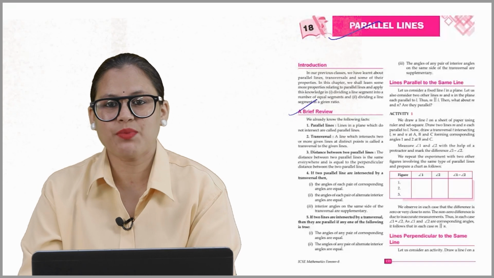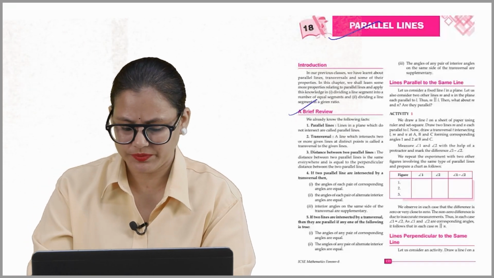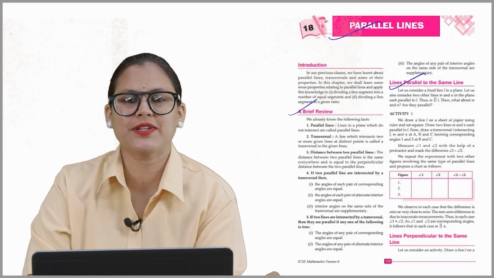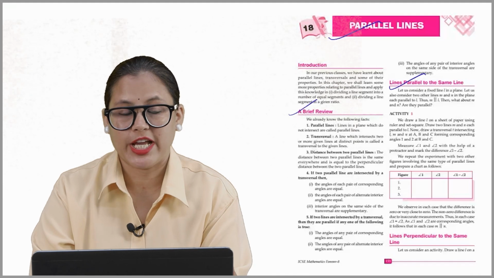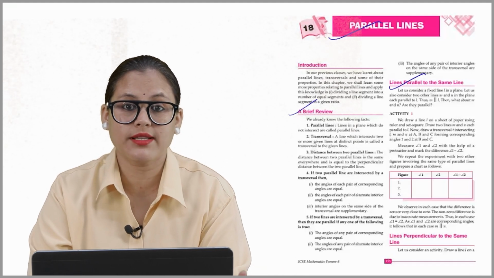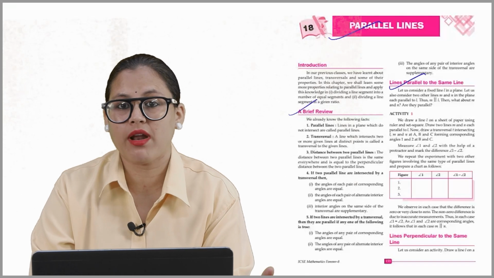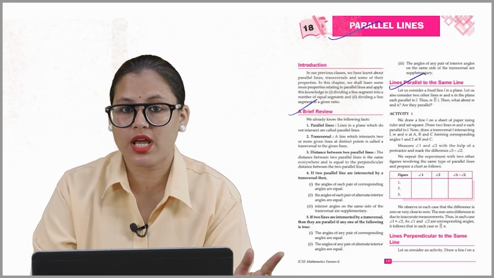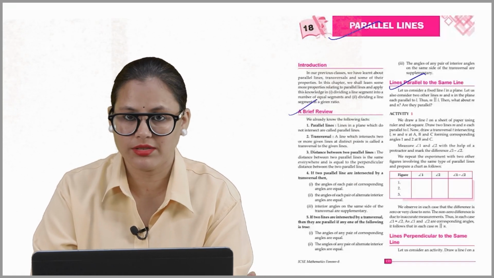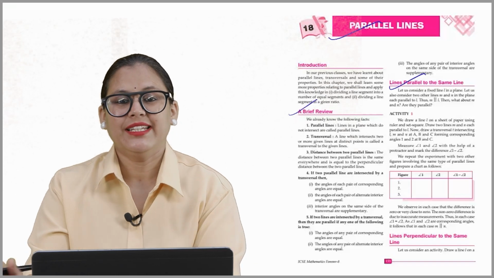Lines parallel to the same line. Let's consider a fixed line L in a plane. Let us also consider two other lines M and N in the plane, each parallel to L. This M is parallel to L. Then what about M and N? Are they parallel? So let's find out.